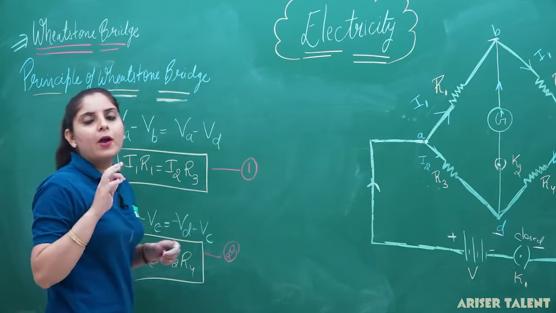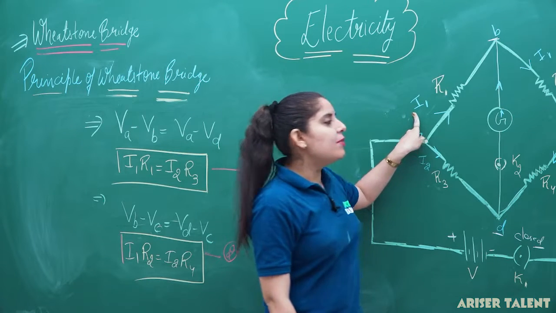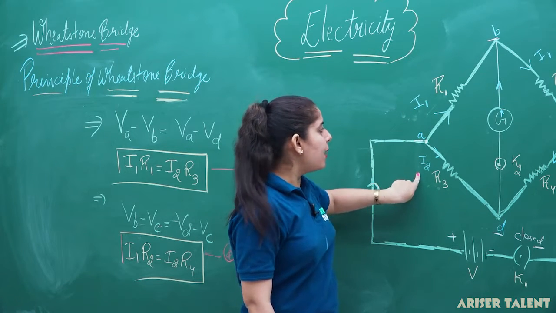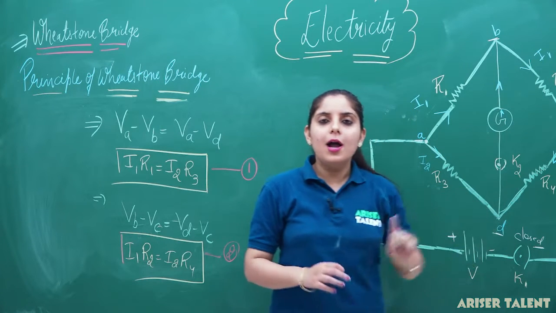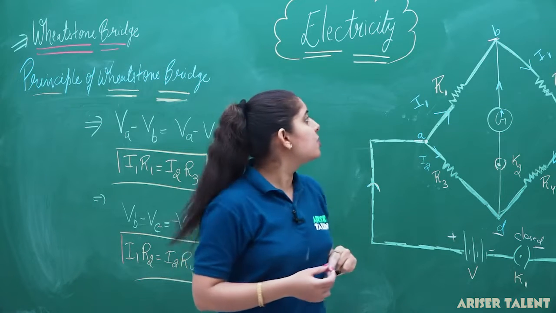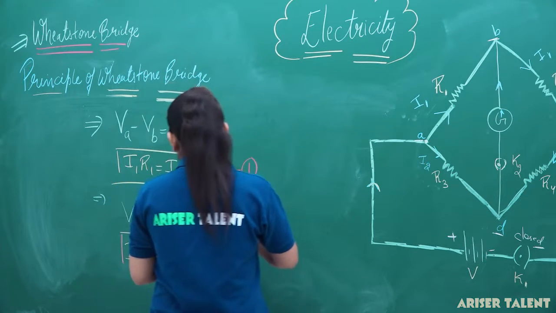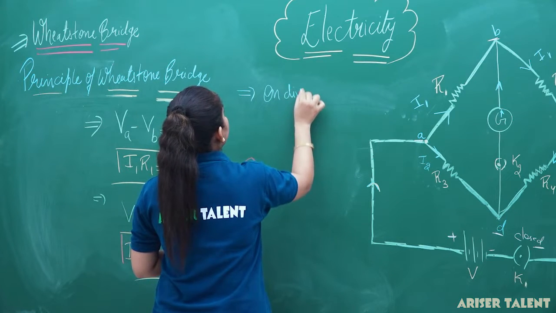What you have to do, you have to just equate the voltages in both the arms. The voltage here will be I1 R1 equal to I2 R3. The voltage in this arm is I1 R2, which is equal to I2 R4. Now, we are getting two equations here. On dividing both the equations, what we will get here? So, I am writing here on dividing equation 1 and 2.